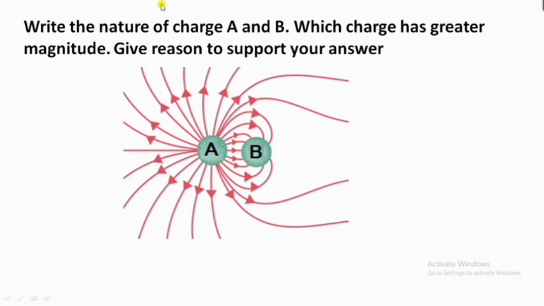You can try this question. You have to tell what is the nature of charge A and B, and out here you can see electric field lines are starting from A, so that means A is positive and they are ending at B, so B is negative. And if you compare the number of lines at A and B, A has more lines, that means the magnitude of A is more, so the magnitude of charge A is more and the magnitude of charge B is less.